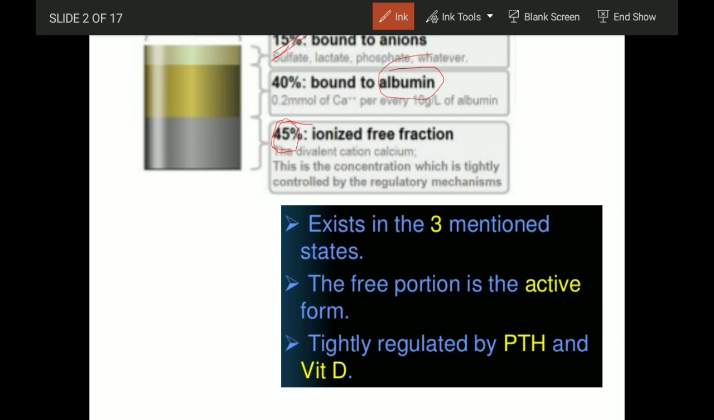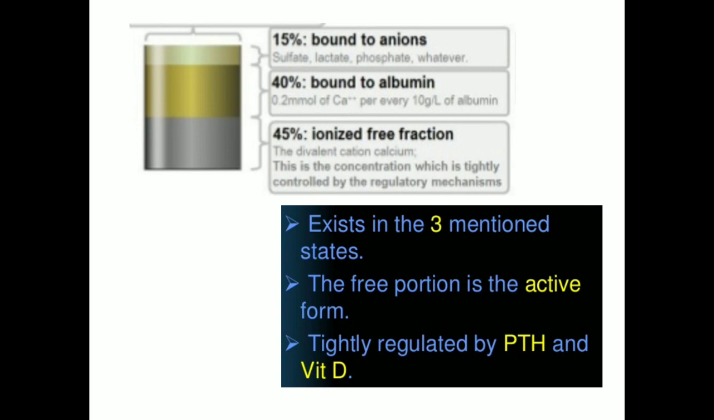So obviously, in the blood, the tight regulation of the calcium level involves only the free ionized fraction. It is the free calcium that is tightly regulated by the two major molecules that regulate calcium, that is parathyroid hormone PTH and vitamin D. So remember, the regulation is of the free ionized fraction because that is the biologically active one.